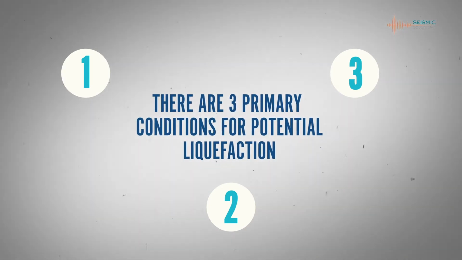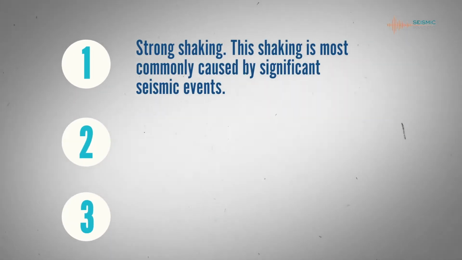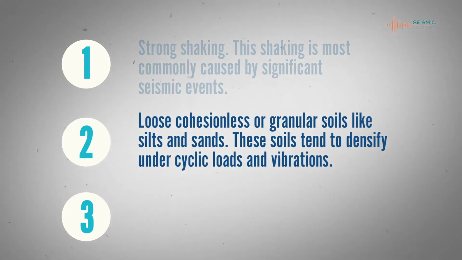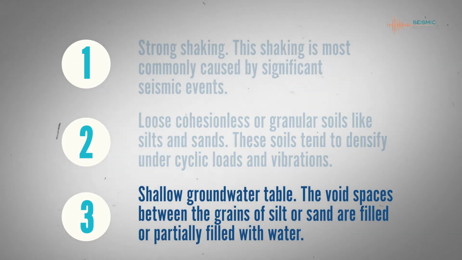There are three primary conditions required for liquefaction to be of potential concern. Strong shaking. This shaking is most commonly caused by significant seismic events. Loose, cohesionless, or granular soils like silts and sands. These soils tend to densify under cyclic loads and vibrations. Shallow groundwater table. Near-surface soils located below the groundwater table are saturated. The void spaces between the grains of silt or sand are filled or partially filled with water.